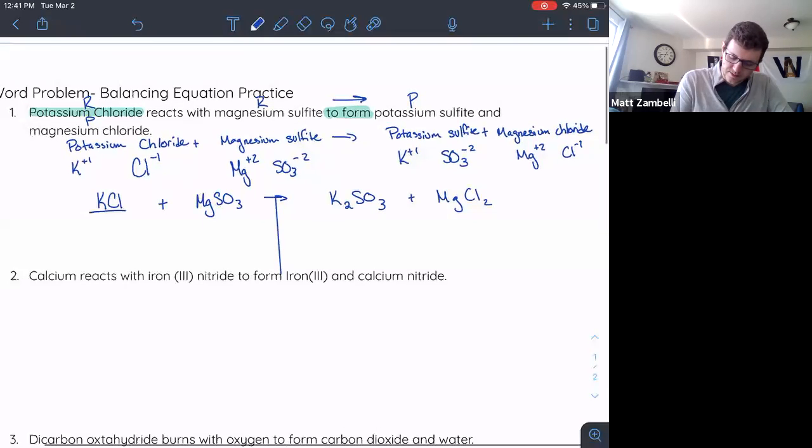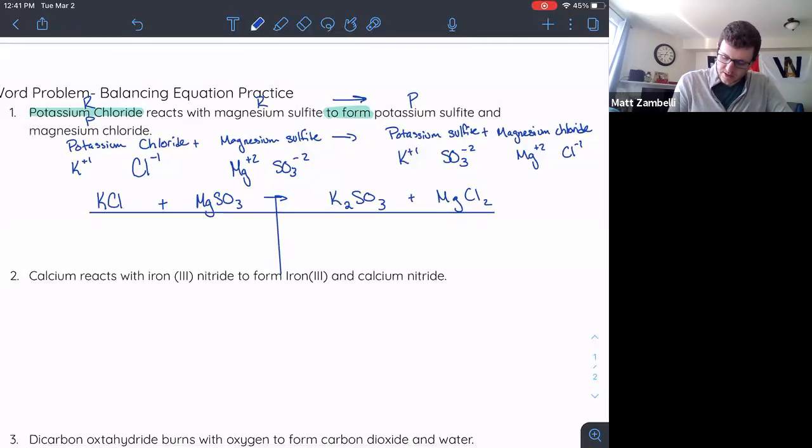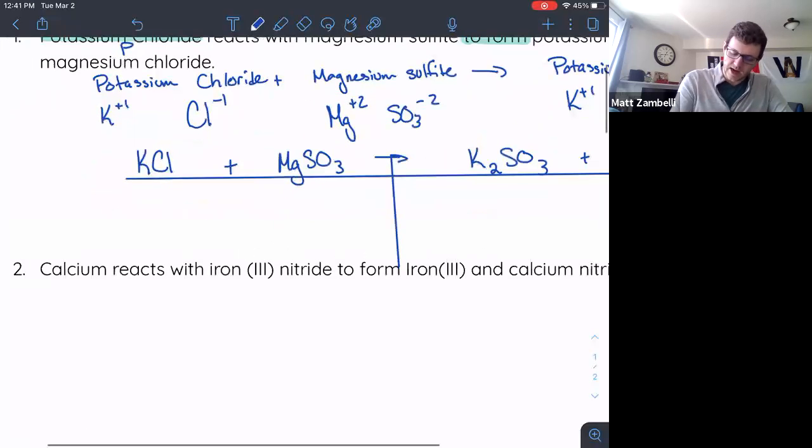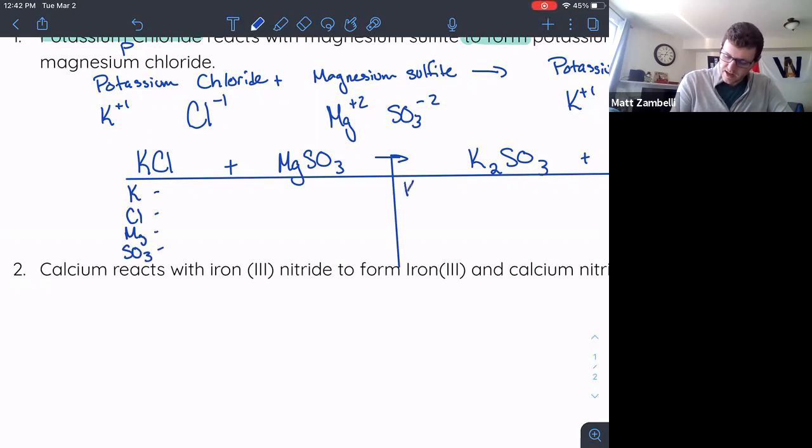I usually also draw another line right here just to separate everything. So we're going to have our potassium, chlorine, magnesium, and our sulfite on both sides. And I'm going to keep them on the same spots, even though they switched.